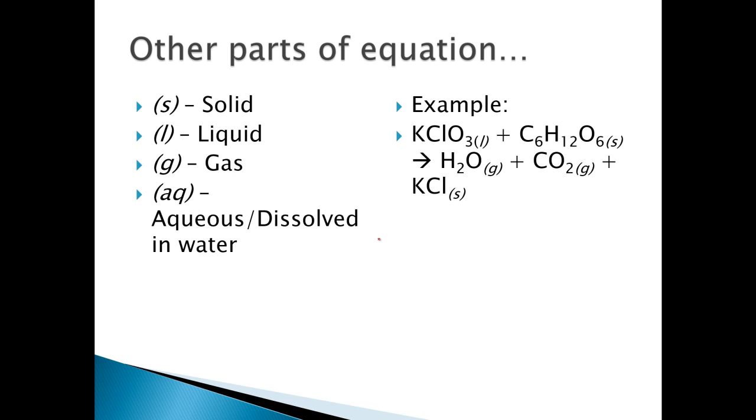All right, so let's learn how to use it. Unfortunately, we can't do that. So, all right, other parts of an equation. If you see an S, that means solid. If you see an L, it means liquid. If you see G, that means gas. AQ means aqueous, which means dissolved in water. So if we look at this example here, I have liquid potassium chlorate, solid sugar, C6H12O6, gaseous water, gaseous CO2, and solid potassium chlorate. When you see something that goes from a liquid to a solid, that means you formed a precipitate.